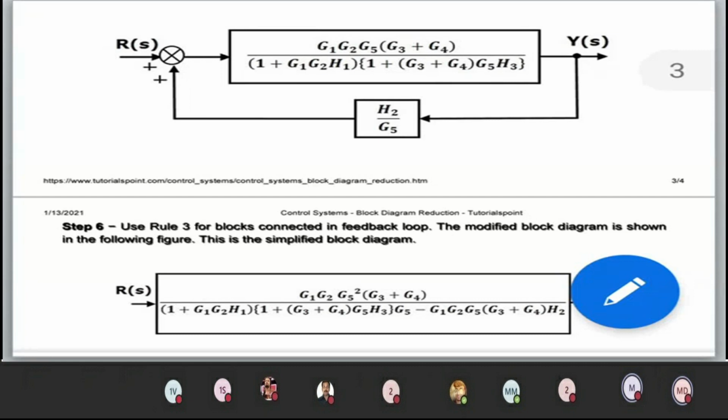Now, let us discuss a problem which was asked in the GATE examination.